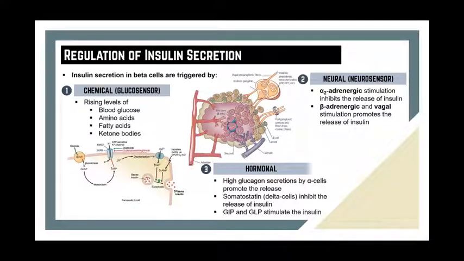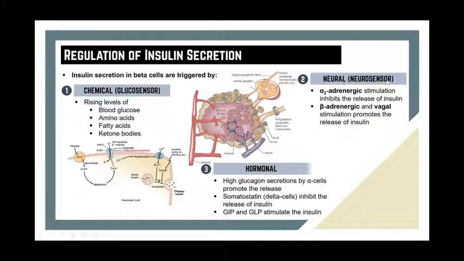Before we discuss further about insulin therapy, let's recap the production of natural insulin in our body and its mechanism of action. The endogenous production of insulin in the beta cell is triggered by a few factors such as rising blood glucose levels. The presence of amino acids, fatty acids, and ketone bodies is also able to stimulate insulin release.